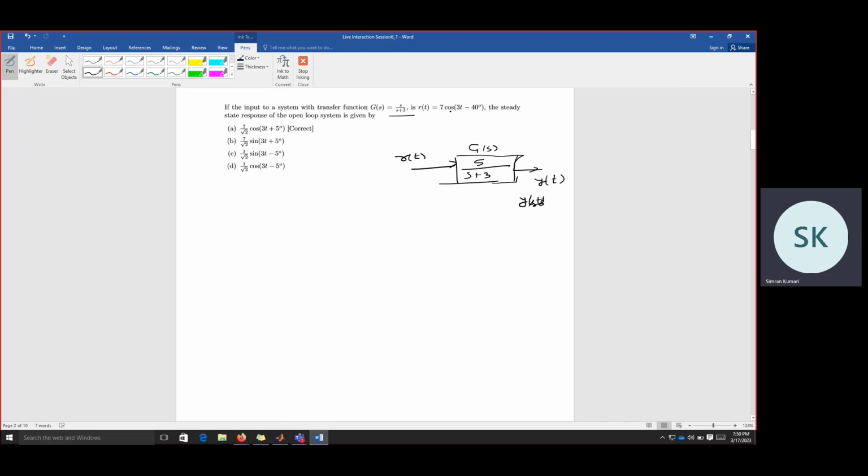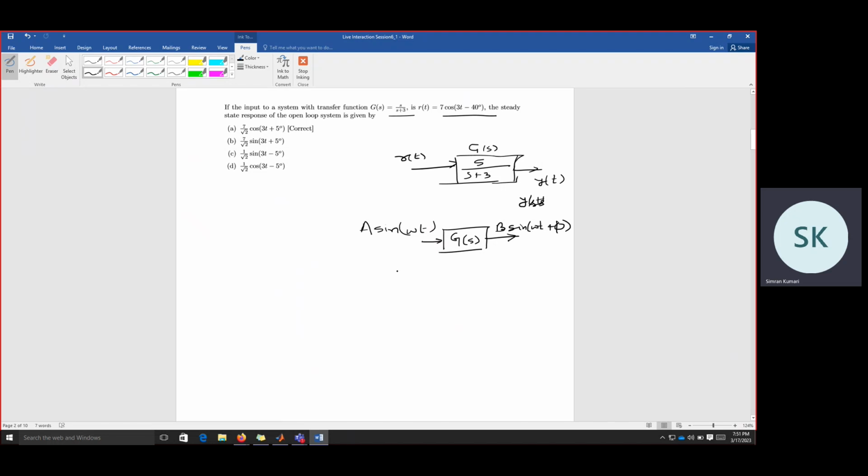Now if you see, the input is a sinusoidal input. So it's cos(omega t plus or minus phi), something like that. So from frequency domain analysis, we know that whenever a signal, suppose A sin(omega t), is given to a linear LTI system, which is represented by, suppose, G(s), then the output will be B sin(omega t plus phi). So there will be a change in magnitude and there will be a phase shift.